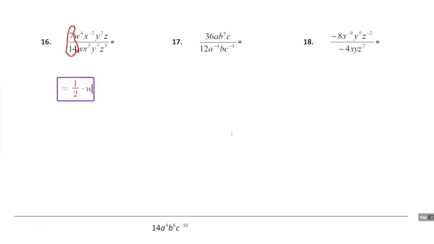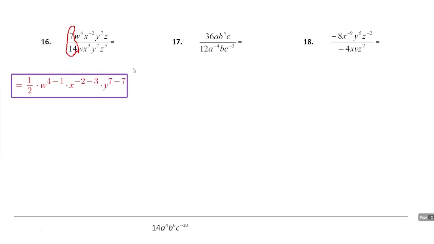And then I've got w to the 4 minus 1. Okay, because 4 and then 1. Times x to the negative 2 minus 3. So I'm just subtracting the exponents. I have to give myself a little bit more room here. Times y to the 7 minus 7. Times z to the 1 minus 5.